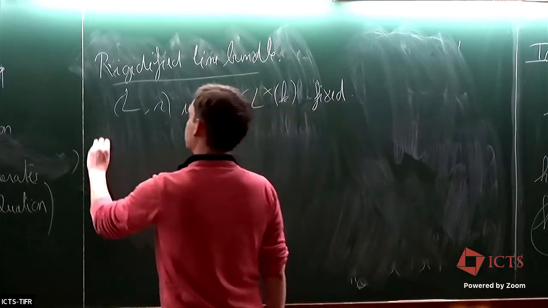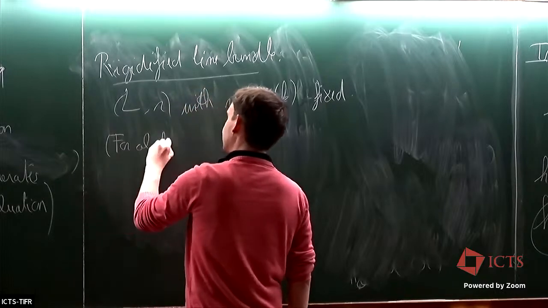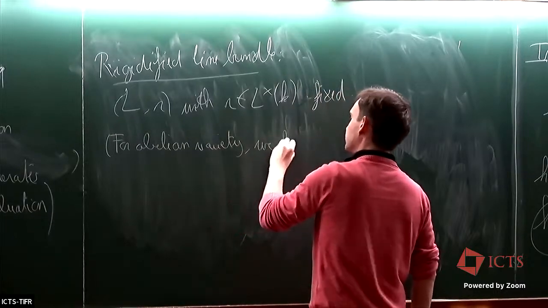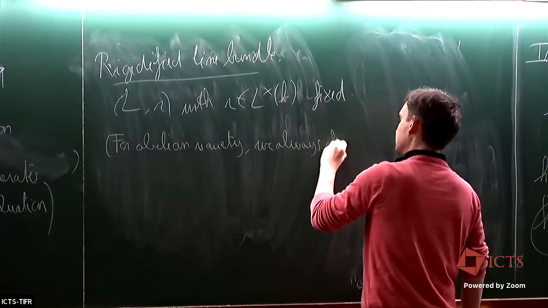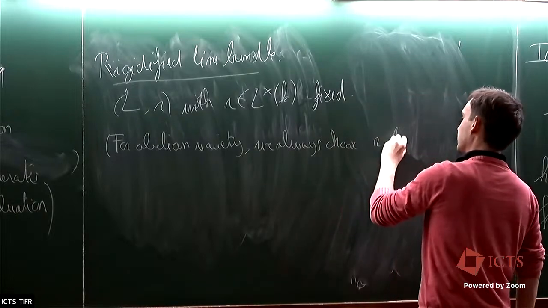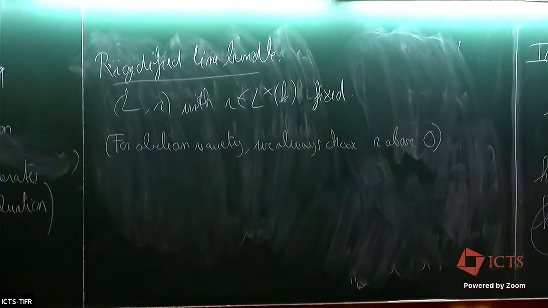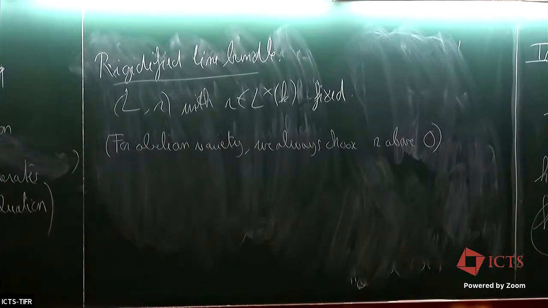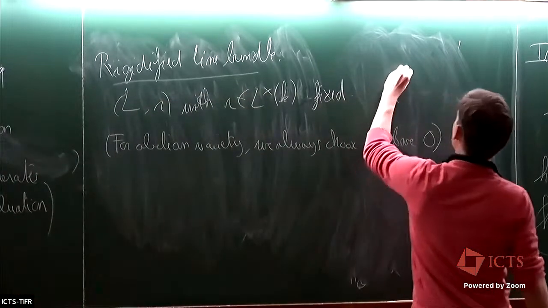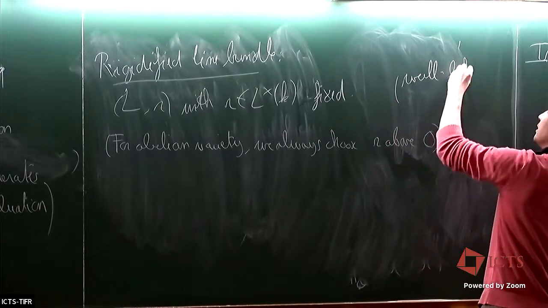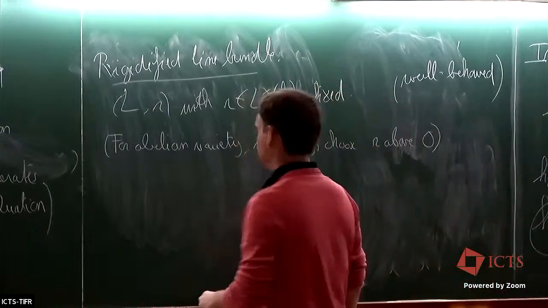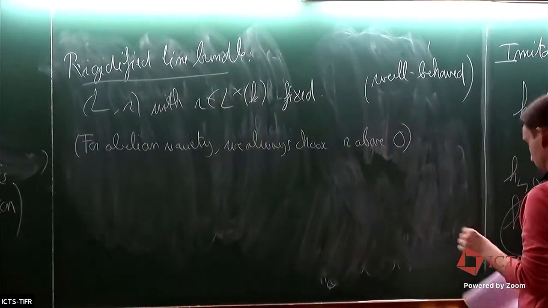And for an Abelian variety, we always choose r above 0, because there is a natural candidate for a point, which is 0. We choose something in the fiber of 0. This is also well behaved. When we fix a rigidification for L, it can extend to tensor products, pullbacks, etc. Again, check it out. It's not very difficult.